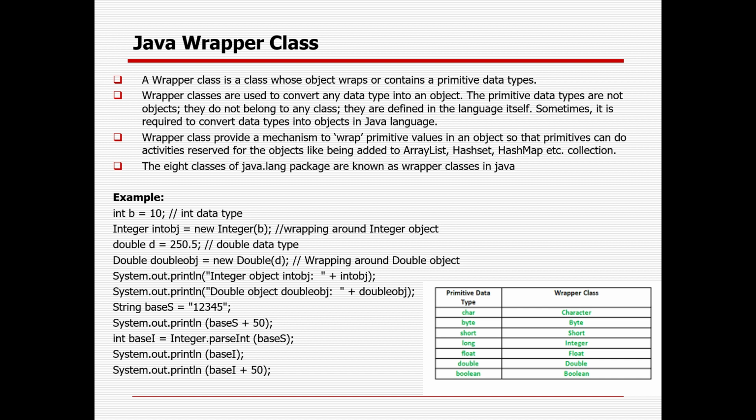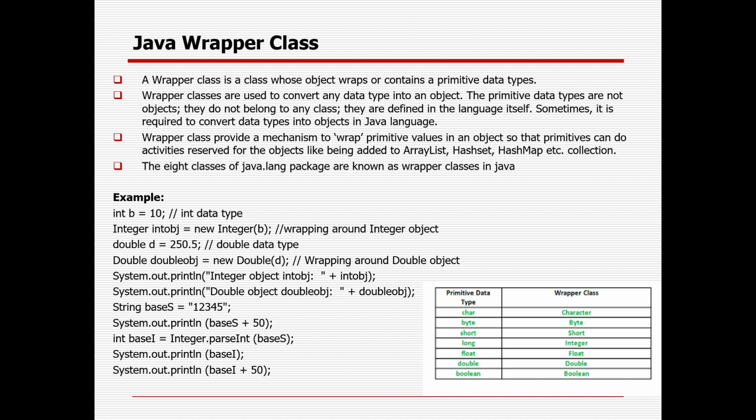There are 8 classes in the java.lang package known as wrapper classes. For char it will be the Character wrapper class, then Byte, Short, and so on. Primitive data types are just data types, not objects. But the collection framework only understands the object or class concept. It will not understand any kind of data type concept. That is the reason until you convert those primitive data types into the wrapper class, it will not work in the collection framework. That is why you always need to convert them.